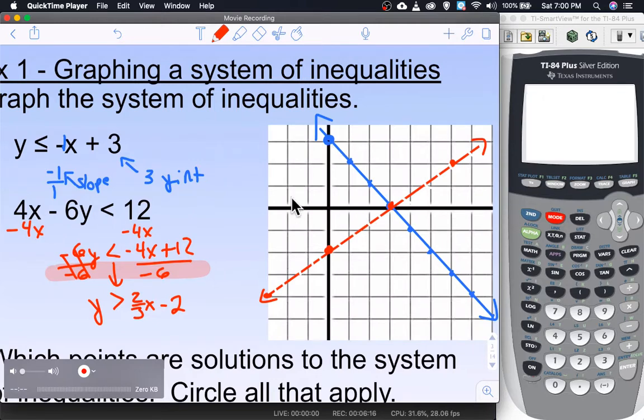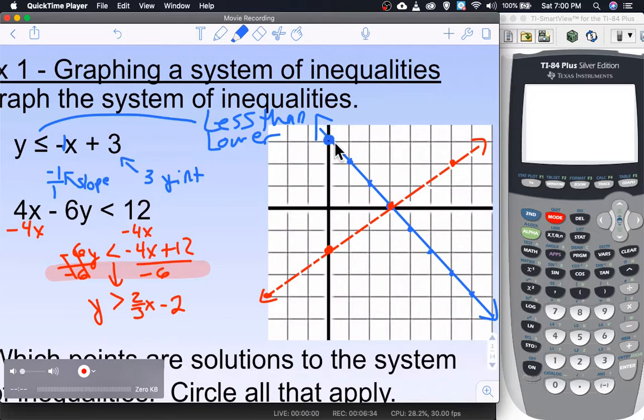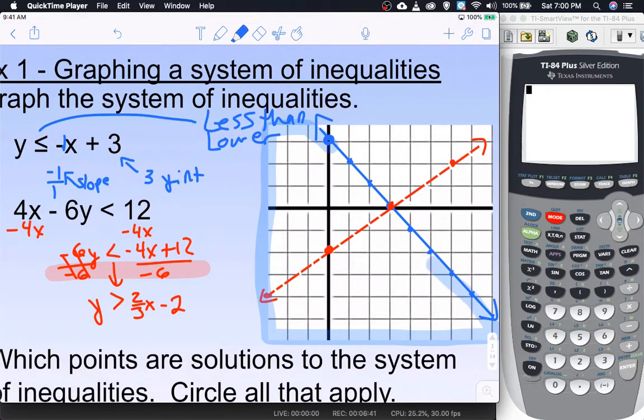Now, instead of going to the left and to the right, like we did before, when you're talking about a coordinate graph, less than is lower than the line. Less than is lower. So I'm going to shade everything lower than my blue line, below my blue line. So I'm going to shade all of this.